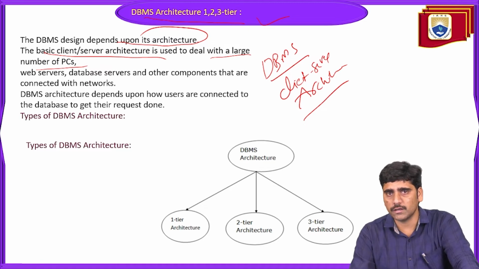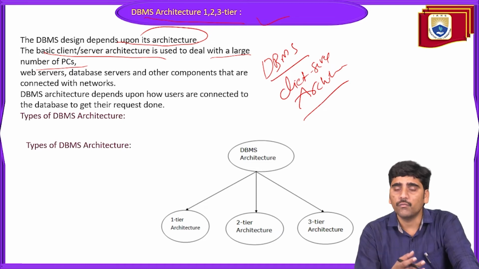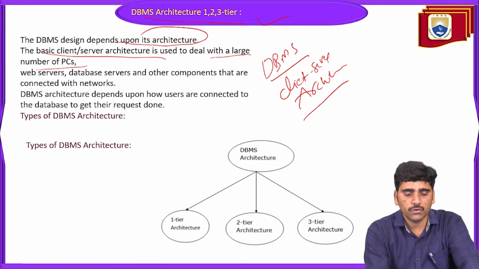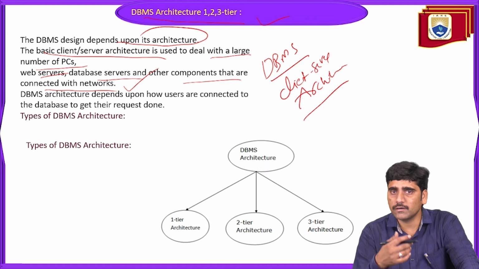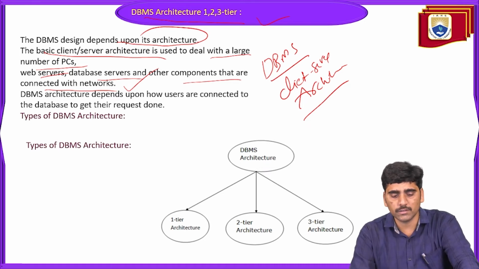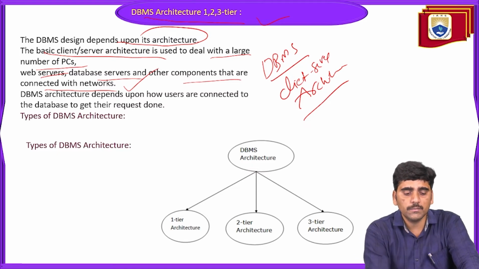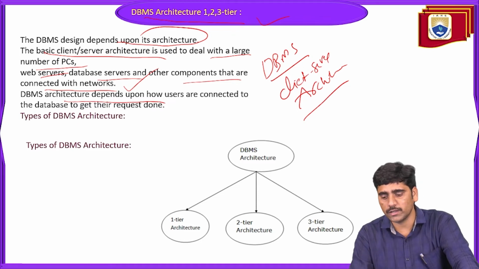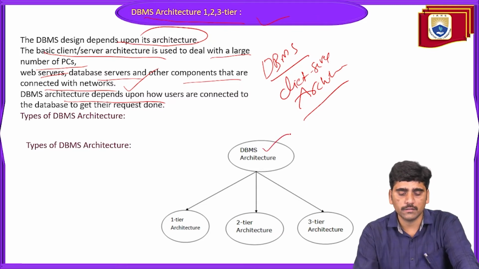One-to-one system is not sufficient, right? To interact with multiple systems, we can use this client server architecture. Web servers, database servers, and other components are connected with the network and can be connected to the database. DBMS architecture depends upon how users are connected to the database to get their requests done. The main purpose of this client server architecture is to interact with multiple servers. DBMS architecture contains one tier, two tier, and three tier architecture.